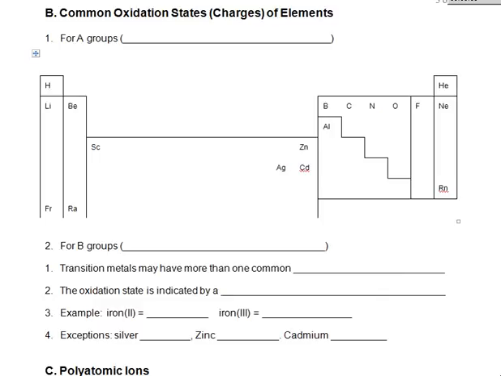All right, this is page 3 of the Chapter 6 notes. And what we're looking at now are the common oxidation states. That means the charge of the elements in the periodic table. And we can just look at the periodic table and predict how many electrons are going to be gained or lost. So let's first look at the A groups, and these are also called the representative elements.